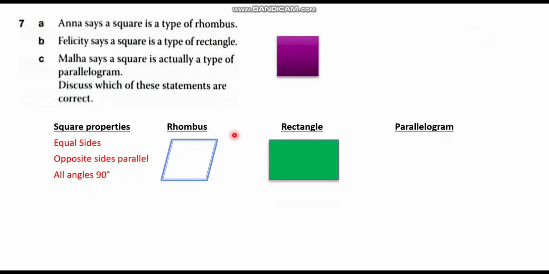In a rectangle, again, all the angles are equal to 90 degrees and opposite sides are parallel. So we can also say that a square is a type of rectangle. Now in a parallelogram, again, the opposite sides are parallel. So it possesses the property of a square. So it means we can say a square is a type of parallelogram. So we can say that all the statements are correct.